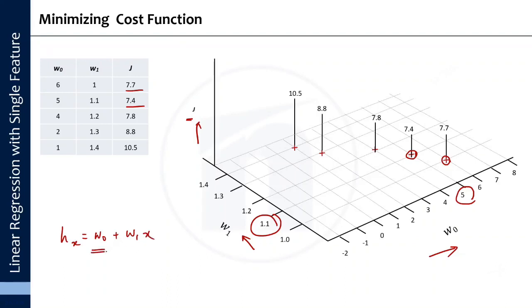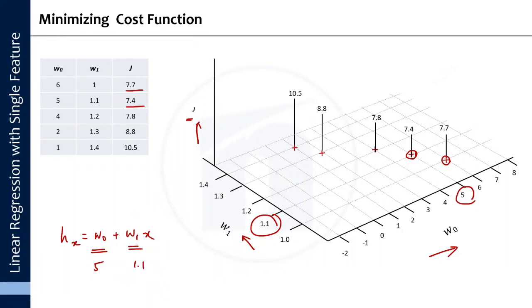So for that combination of W0 and W1, like W0 equal to 5 and W1 equal to 1.1, we get the best fitting line. The question is, is this the way to find W0 and W1? No. We have a method called gradient descent to find the lowest possible value, or the minimum value, of J. That we'll learn in our next class.